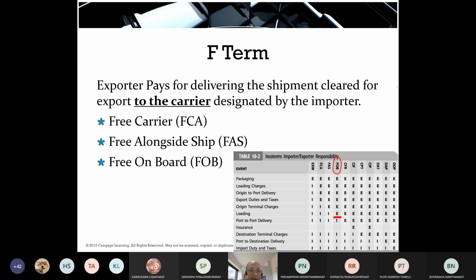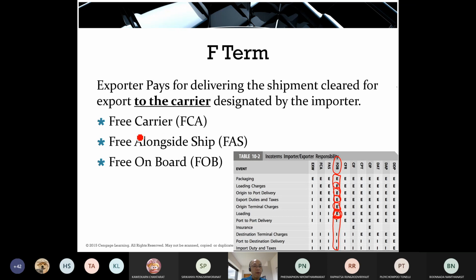So the exporter just pays for loading onto the ship: from packing, loading into the truck, truck movement from the seller's factory to the port, export tax, and then terminal charges of the country of origin, and then loading onto the ship. After that, it will be the responsibility of the importer.